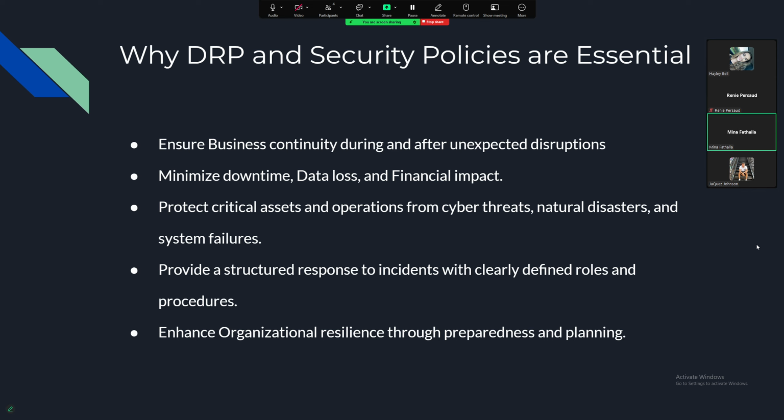If we go to the next slide here, why are DRP and security policies essential? Mainly, they ensure the business continues and is not disrupted for any long period of time, so there's no loss of funds. As the next point says, they minimize downtime, data loss, as well as financial impact. This also helps protect critical assets and operations from cyber threats, as well as natural disasters that could occur and any kind of system failures in the future.